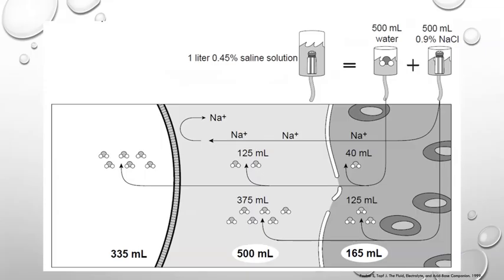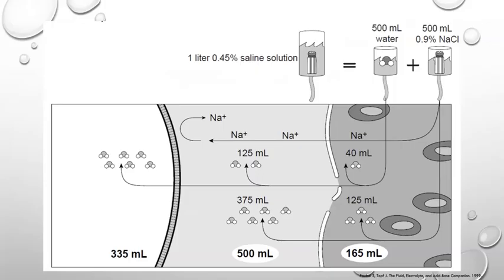Then the second 500 mL of the bag, which is just water, goes into the plasma because it doesn't contain any solute. The water follows our total body water distribution, where 2/3 of 500 mL, or 333 mL, goes into the intracellular fluid, and 1/3 of the 500 mL, or 167 mL, stays in the extracellular fluid. This expands both the intracellular fluid and the extracellular fluid. But the amount of water is not enough to change the overall concentration of these spaces.